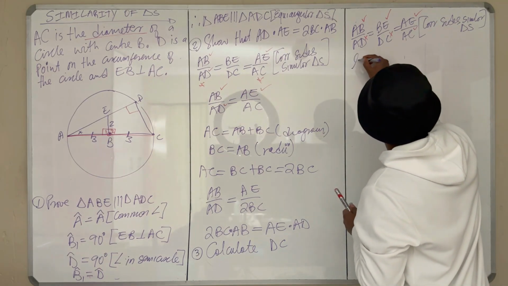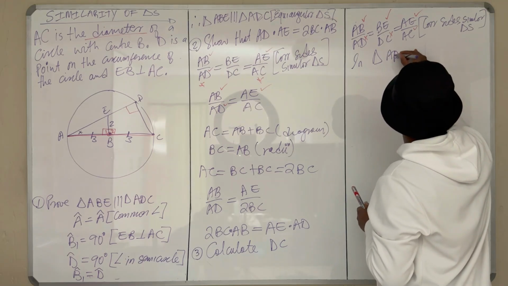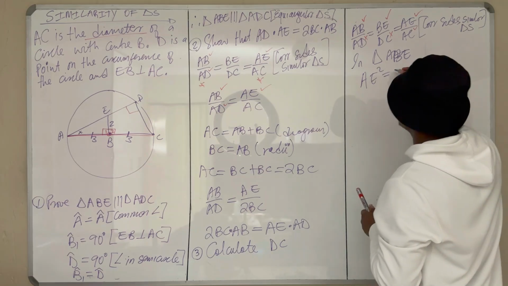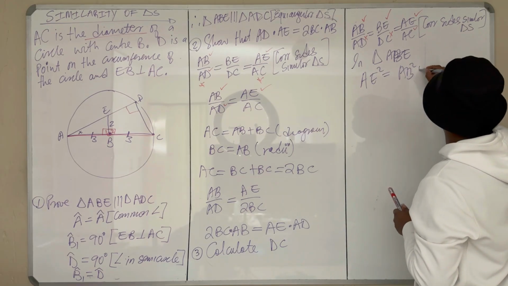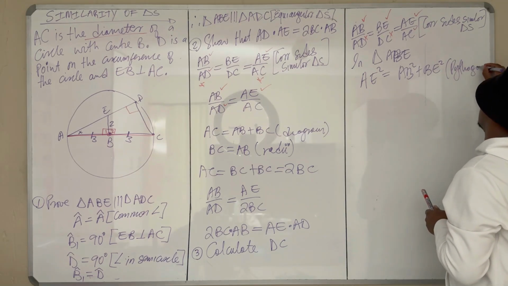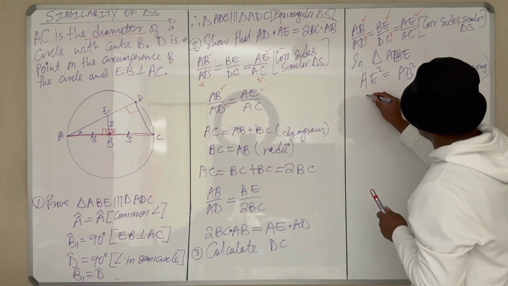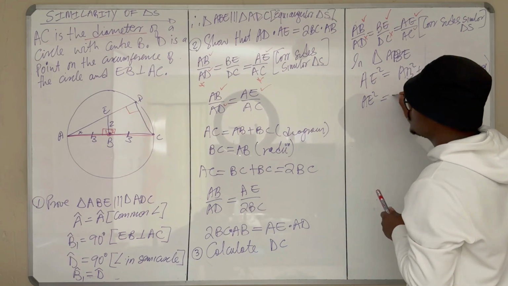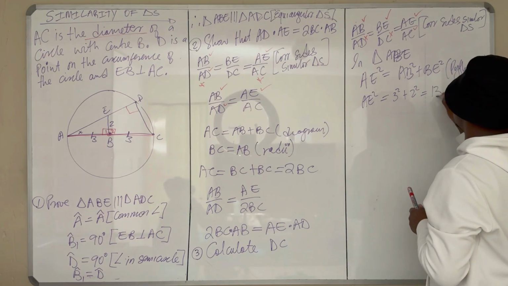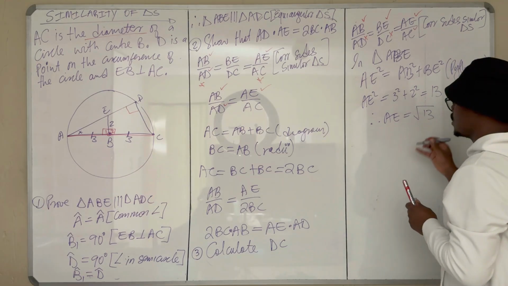So we can say in triangle ABE, AE squared is equal to AB squared plus BE squared. This is your Pythagoras theorem. So AE squared is equal to 3 squared plus 2 squared, which is equal to 9 plus 4, which is 13. So your AE is equal to the square root of 13. Are you with me? Yes.